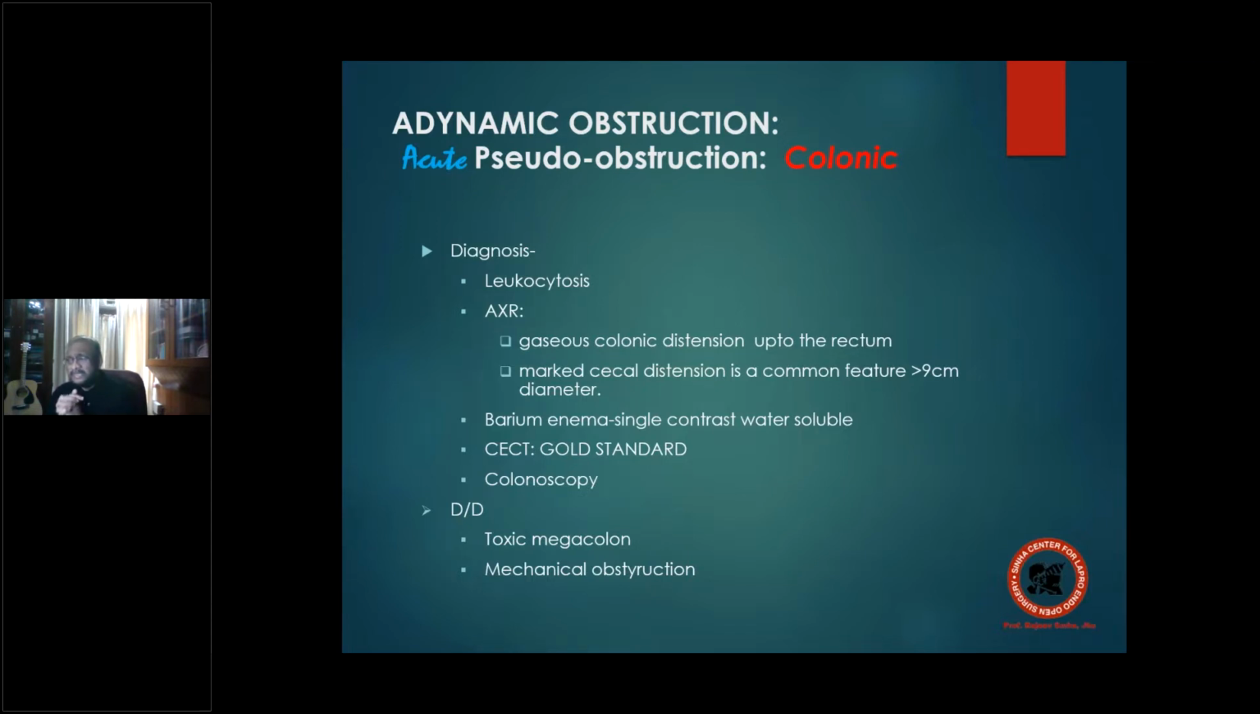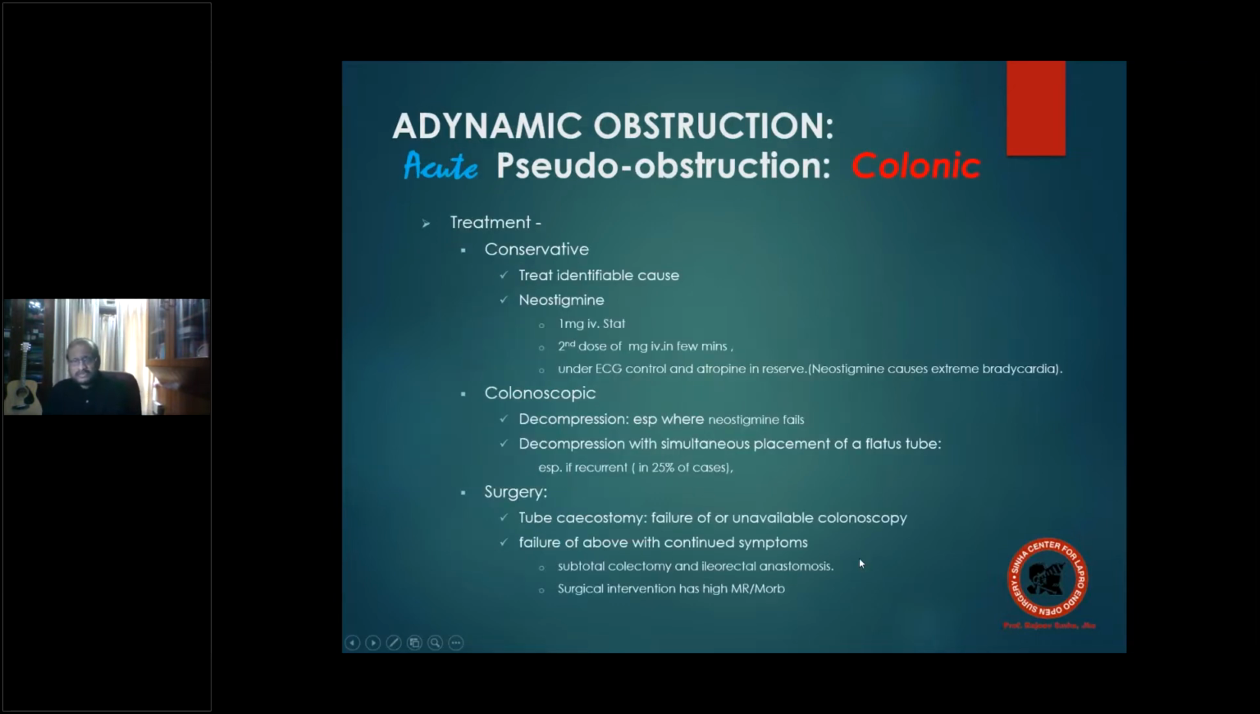A colonoscopy helps in two ways. It becomes both therapeutic and diagnostic. It can lead to decompression. The differential diagnosis, I have just told you: paralytic ileus. Then you've got toxic megacolon and mechanical obstruction, which are all differential diagnoses, right?